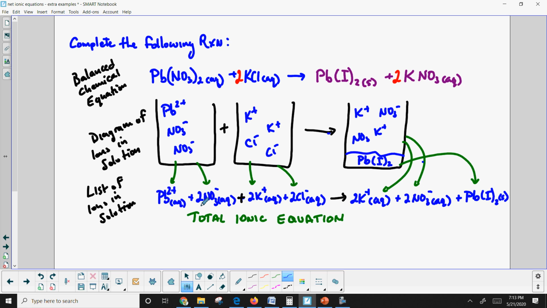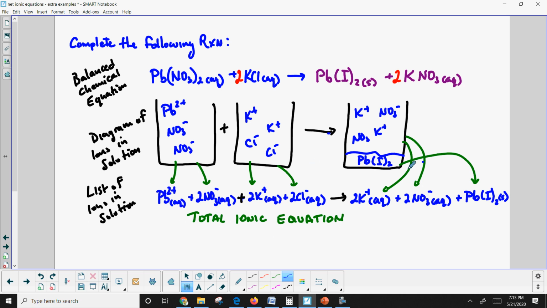So you list all the ions that you have in solution. So here in the first test tube, we're going to have 1 lead 2 plus ion, 2 nitrate ions, so make sure you've got the 2 here. I include the charges. I also indicate that they're floating around in solution by writing down aqueous. Here, I'm going to have 2 potassium and 2 chlorine ions. Remember the coefficient in front. So I write down 2 potassium ions, 2 chlorine ions, and they're both aqueous.